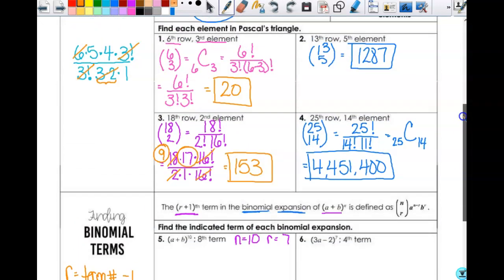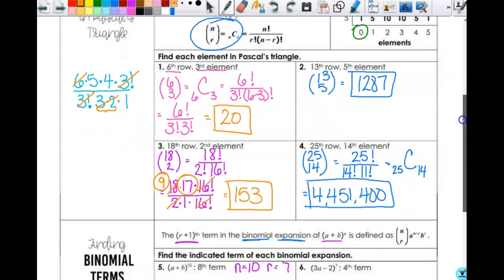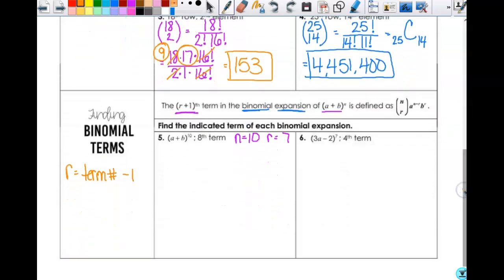Go back up here and say this again. Let's say 1, 2, 3, this is the 4th term in the binomial expansion, or the coefficient of it anyway, but that 4th term, 3rd element, 5th term, 4th element. So the element number is 1 less than the term number, and the r is your element number. Okay, so this is where we get n from, this is where we get r from. So then we're going to move on forward.